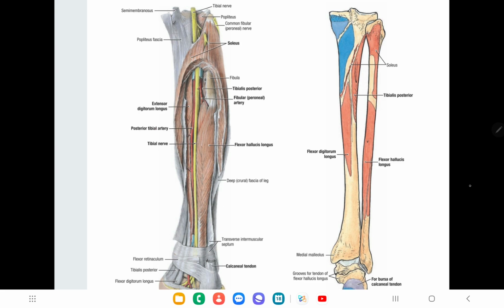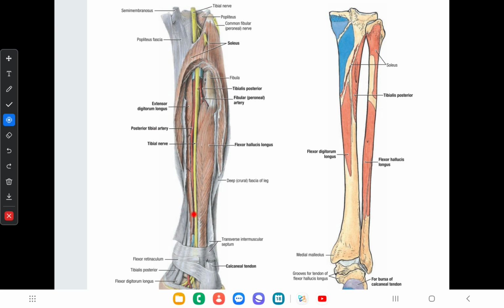The nerve is first on its medial side. Here you can see the nerve first on the medial side. Here you cannot see that relationship, but you have to remember the tibial nerve first lies on the medial side of the posterior tibial artery, then crosses posterior to it. And finally, it is on the lateral side of the posterior tibial artery. You have to remember that relationship.